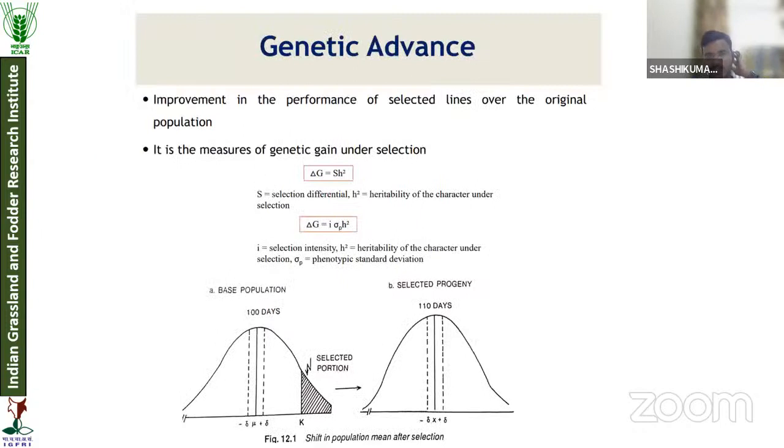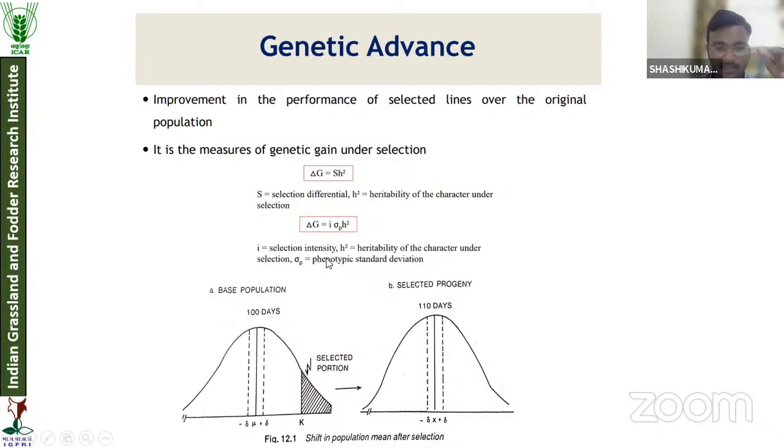Now come to genetic advance. It is the improvement in the performance of selected lines over the original population. Suppose this is the original population; you select some lines from this and grow the progeny. The improvement in the selected progeny over the original population is the genetic advance. It measures the genetic gain under selection. Genetic advance depends on the selection differential and also the heritability of the character.